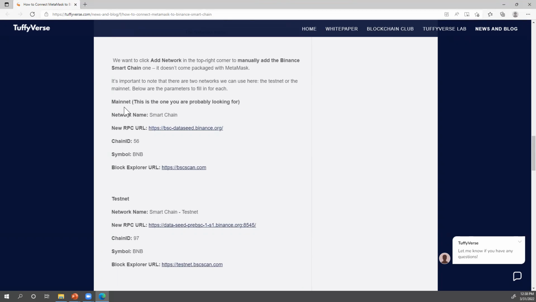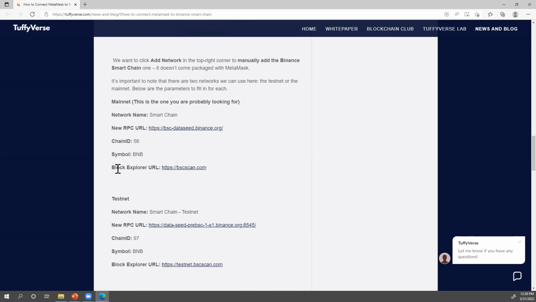So for BSC mainnet, this is the URL. You are going to put in the network name. You can put in something like BSC or smart chain. This does not matter. What matters is the URL. Remember when we set up Ganache with MetaMask, we need to make sure the URL, the chain ID, and network ID match the MetaMask setting.